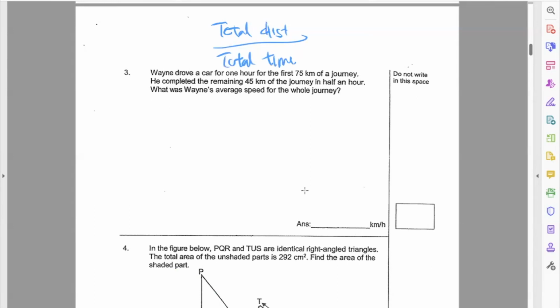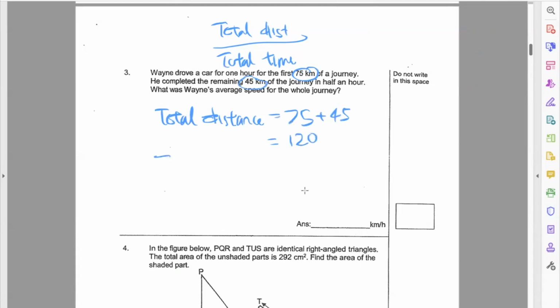So in this question, there are two parts of the journey. For the first part of the journey, the distance traveled is 75 kilometers. For the second part of the journey, Wayne drove 45 kilometers. So for the entire journey, the total distance covered is 120 kilometers.